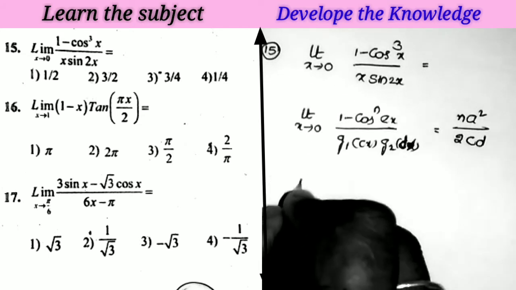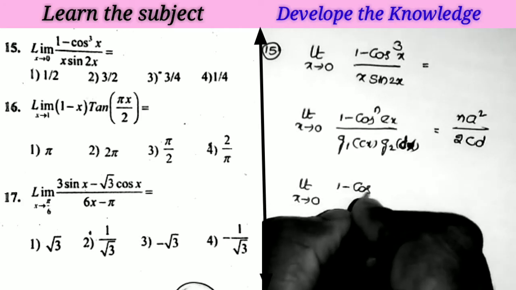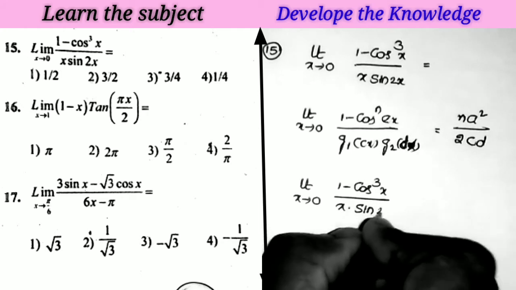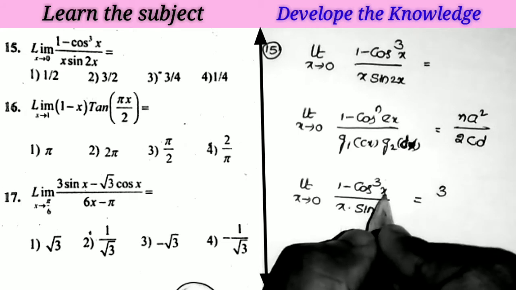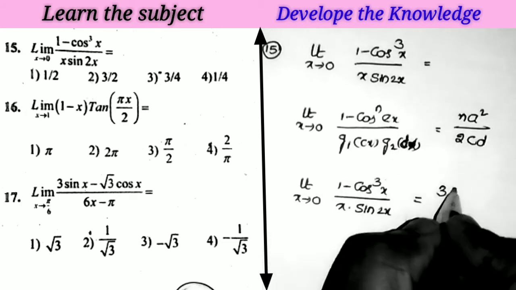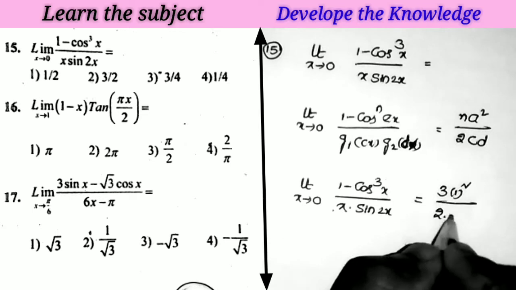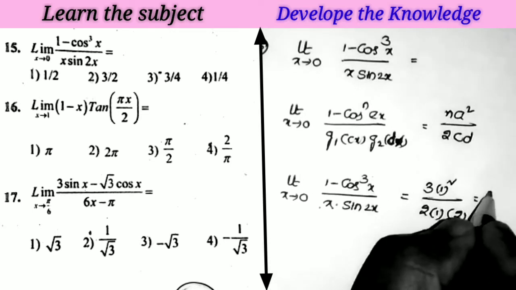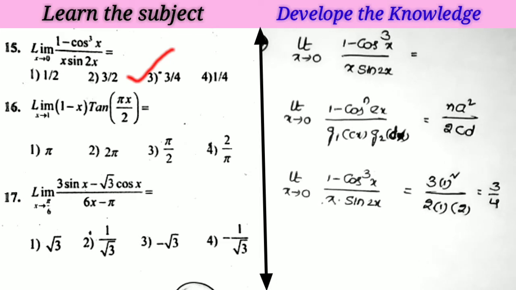Therefore, what is the answer to the given question? Limit x tends to 0, 1 minus cos cube x by x into sin 2x. When we compare these two, n is equal to 3. n into a square, a is equal to 1 here. 3 into 1 square by 2 into c into d. The x coefficient is equal to 1 and the other x coefficient is equal to 2. So the answer is equal to 3 by 4. That is the third option. That's all. Very easy question, directly applying the formula.